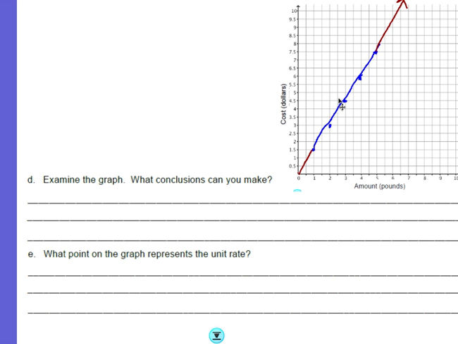Well, we notice that the graph is a straight line, and it goes through the origin. I'm sure you're familiar with those descriptions. Our graph is a straight line, and it goes through the origin. You may write this down if you want to, okay? But these are just for the notes.